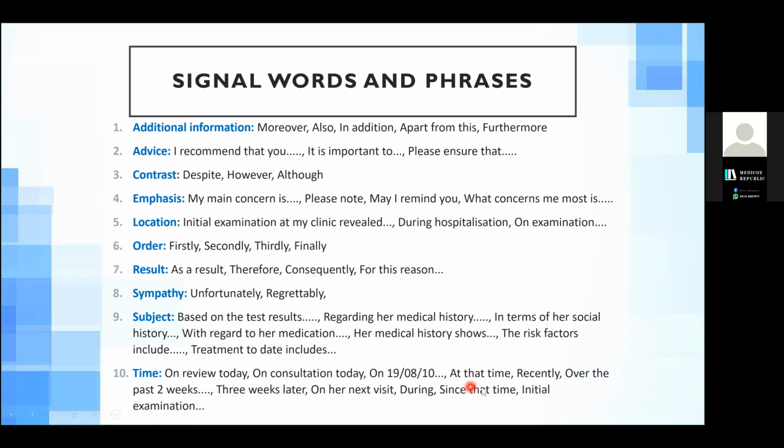Okay. At that time, or recently, over the past 2 weeks, 3 weeks later, this is just time stamping the sentence, how to use the time.